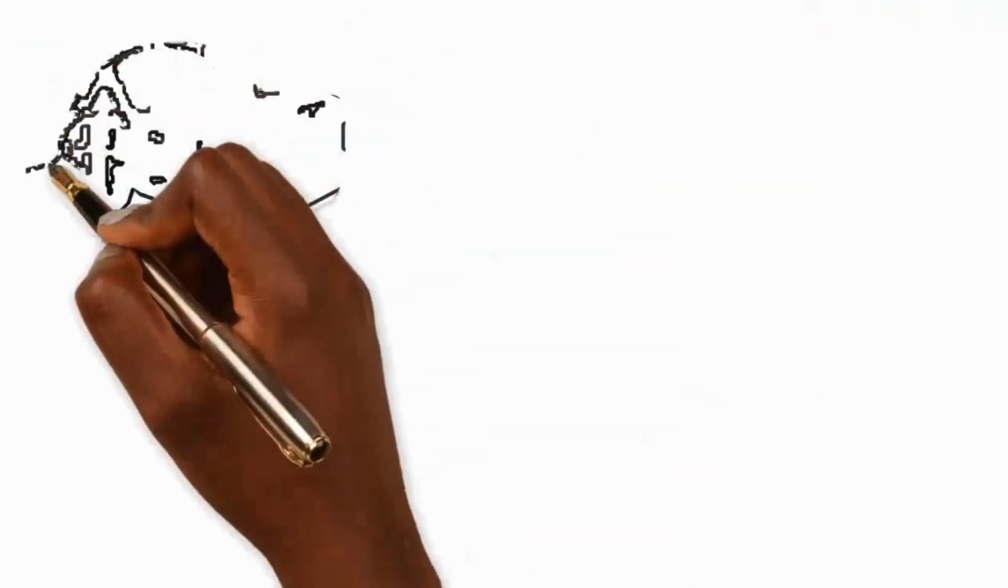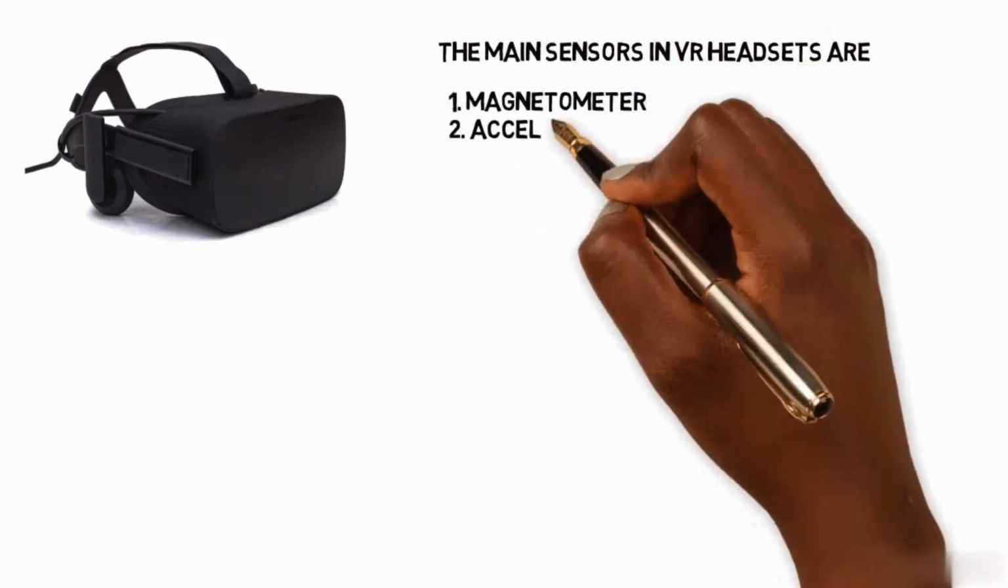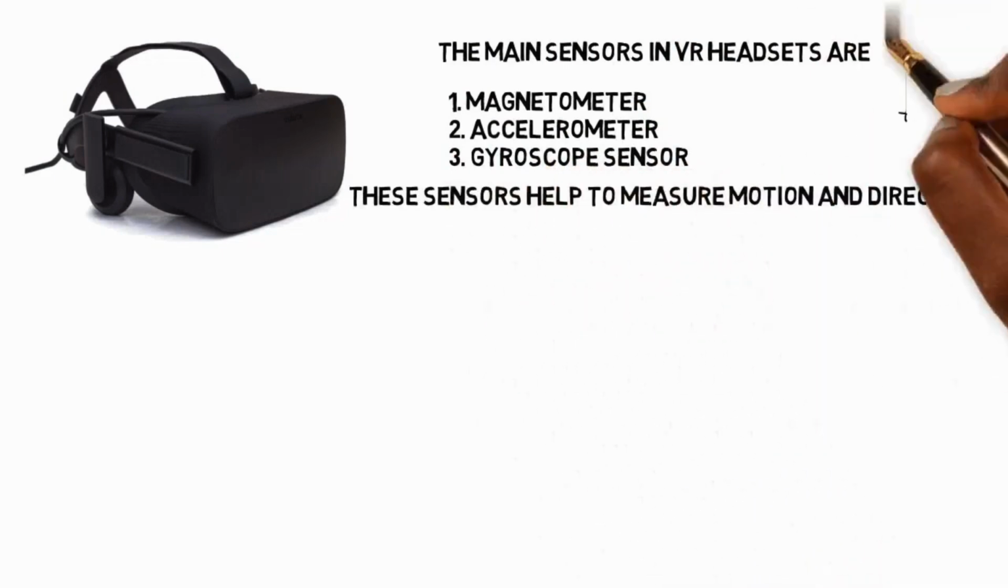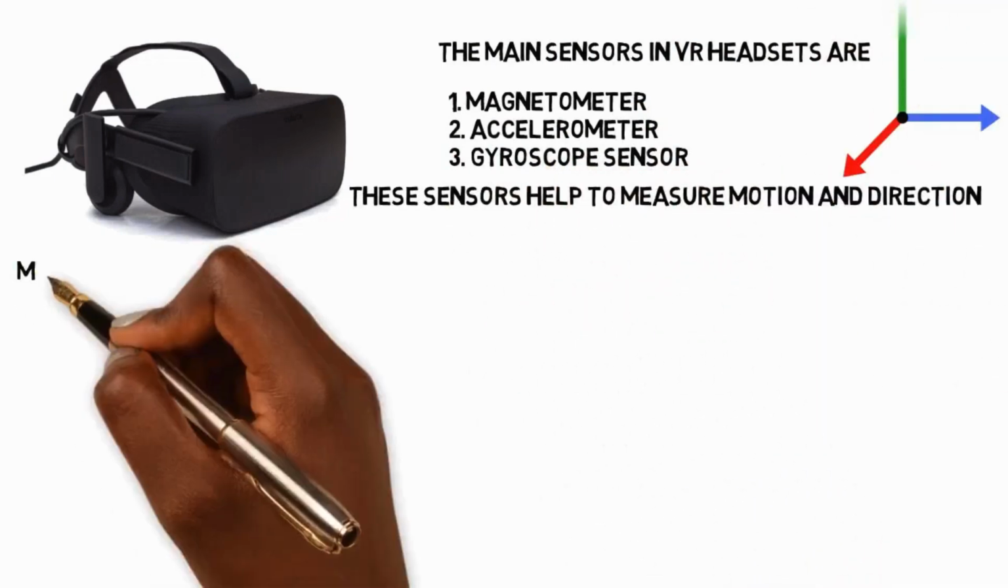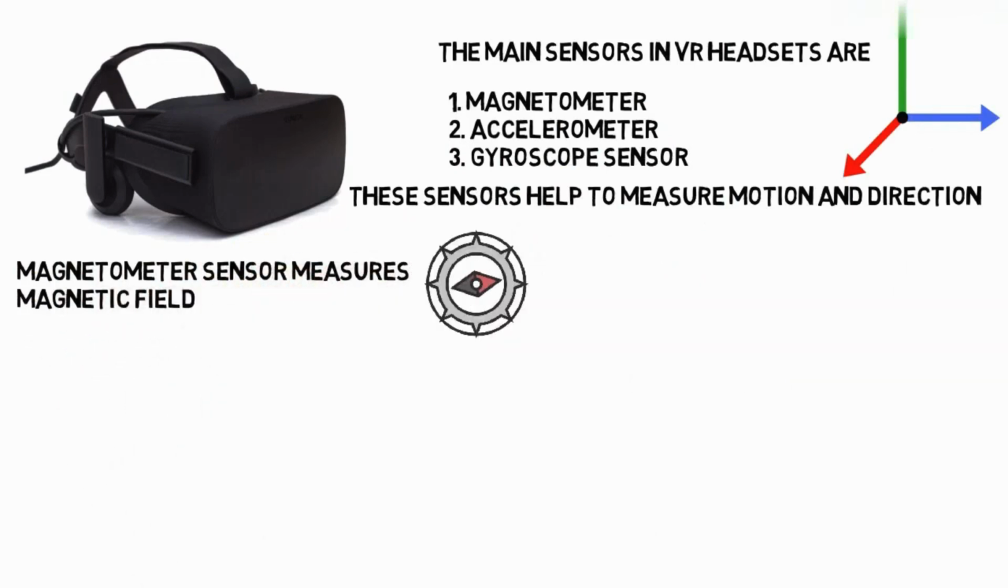The main sensors used in these VR headsets are the magnetometer, accelerometer, gyroscope sensors, etc., which measure the motion and the direction in 3D space. A magnetometer sensor measures the magnetic field. That is, it basically acts like a compass. And it is generally used to detect the magnetic north and the south position.